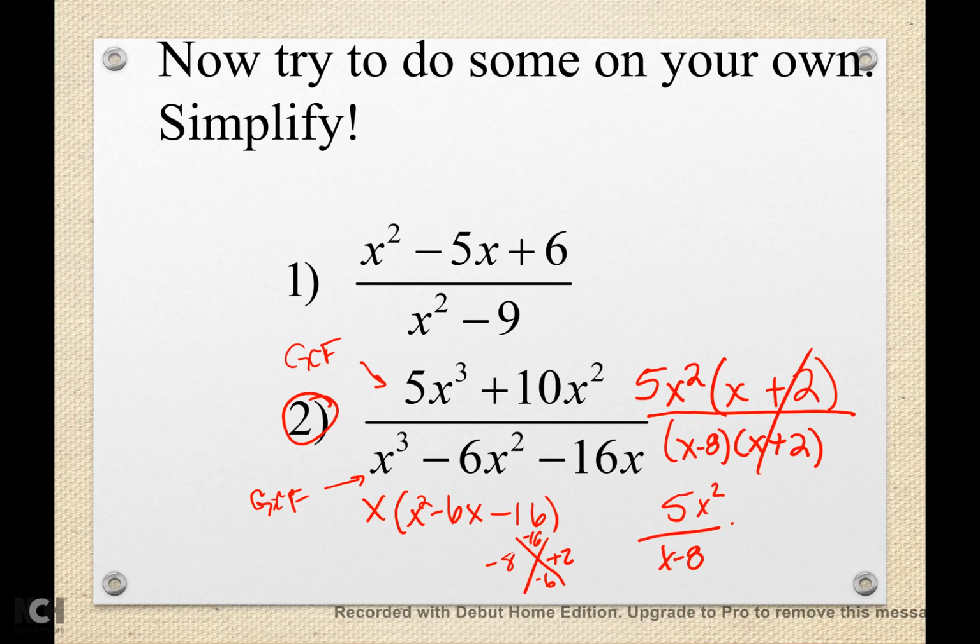But again, x cannot be. What would make x minus 8 turn into 0? Well, if x was 8. So that's a restriction. And then for the x plus 2, x cannot be -2. You might be noticing that the signs are just changing, and that's kind of sort of how it works. All right, try number 1. See if you can factor it and simplify it.